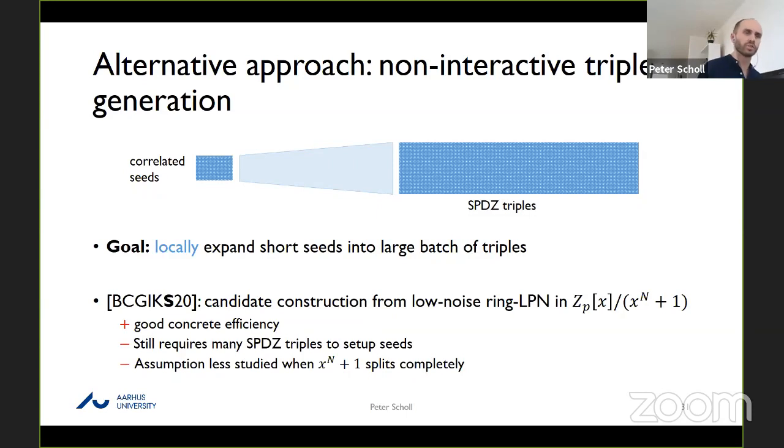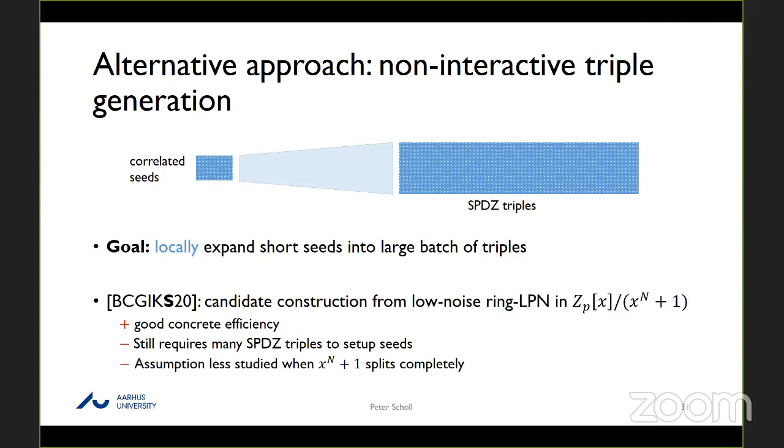Another thing is this assumption on ring LPN is not so well studied. I think we're the first ones to look at this, where we actually rely on having this cyclotomic ring, which splits completely into linear factors. We did a little bit of analysis, but so far it hasn't been looked at much. Also, it's not on the slide, but I should say this is restricted to the two-party setting. So we don't know how to get this kind of approach to generating SPDZ triples with more than two parties.